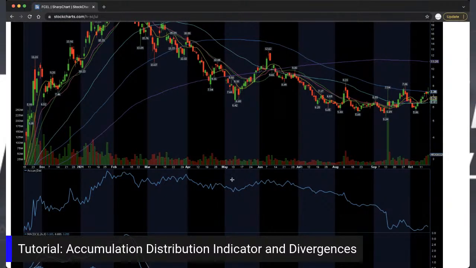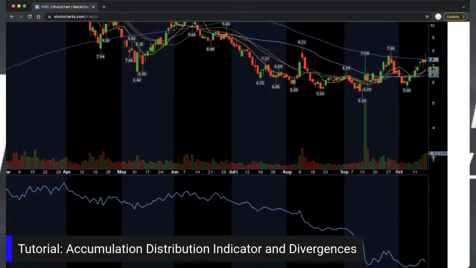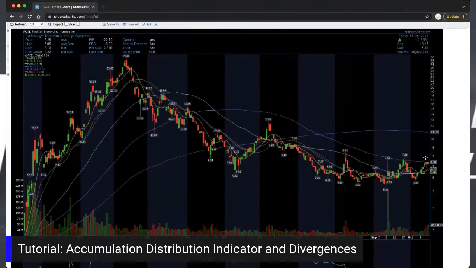But the ADI, this downward trend is confirmed. There's no bullish divergence here. If we look at these two tops right here, look at this ADI. Now, there is a little bit of pop in volume on Friday. It looks like some people started getting in on it. So we'll see about that.